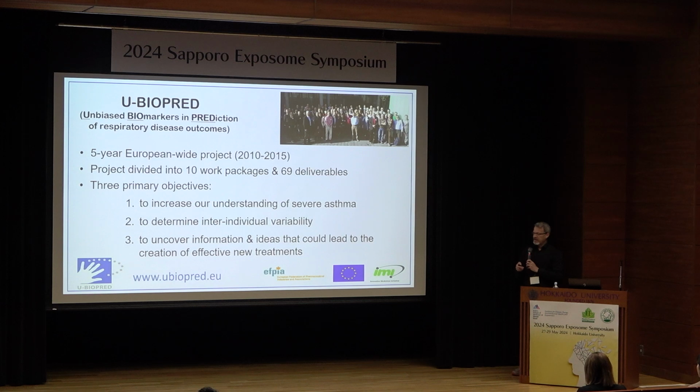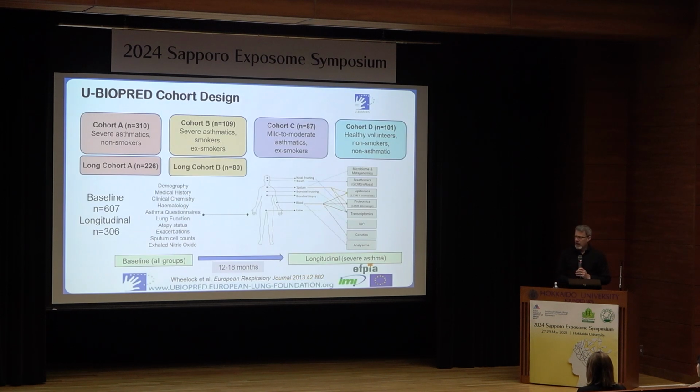A study that we've been working on for quite some time is shown here. It's called U-BIOPRED, the Unbiased Biomarkers in the Prediction of Respiratory Disease Outcomes. It's one of the larger studies that has been done looking at molecular phenotyping of severe asthma. It's one of these large European things where they put extreme amounts of money. We had 85 different partners in this. It was incredible.